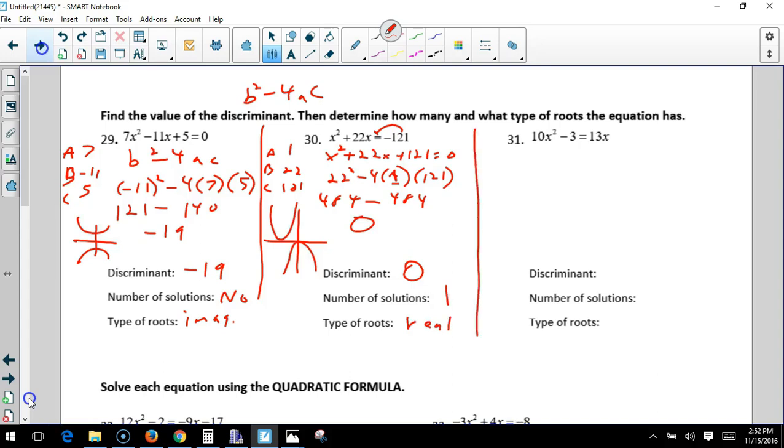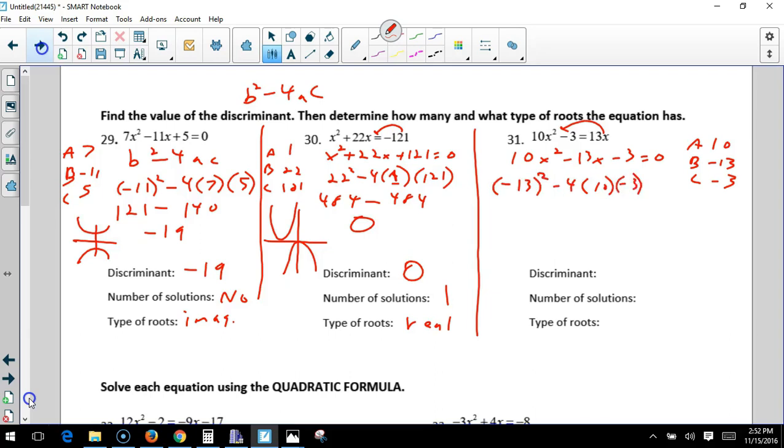Want to guess what this might be? Again, has to be 0, so we move this over. 10x squared minus 13x minus 3 equals 0. Didn't really give myself room over there, so I'll do my a, b, and c here. 10, negative 13, negative 3. b squared, negative 13 squared, minus 4 times a times c.